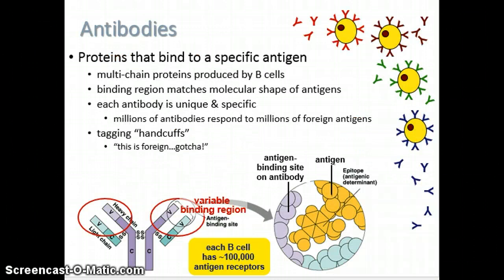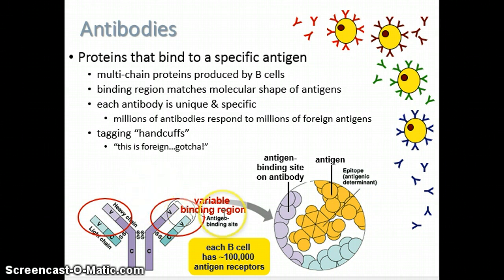Now, again, B cells are involved in producing antibodies. So, what is an antibody? An antibody is made up of protein and it's designed to bind to a specific antigen. So, that means one particular antigen for one type of antibody. It's made of multiple chains of proteins produced by the B cells, and they have this Y shape, where the Y becomes the binding area.